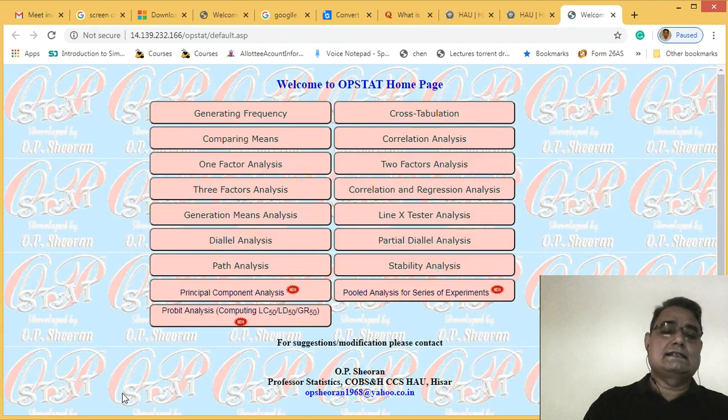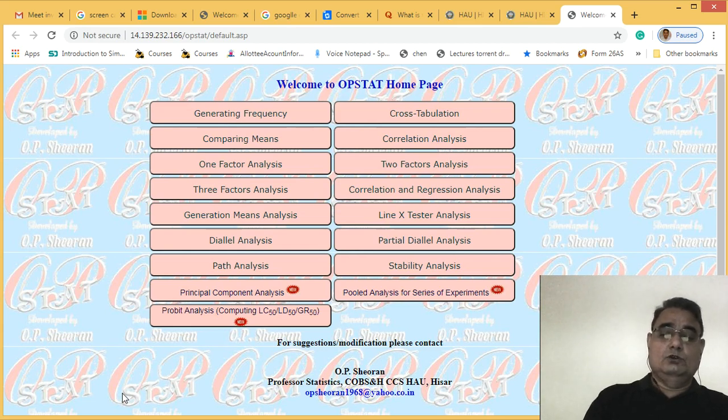Here you will see a list of tools such as generating frequency, cross tabulation, comparing means, correlation analysis, one factor analysis, two factor analysis, three factor analysis, correlation and regression analysis, generation mean analysis, line into tester, diallel, partial diallel, path, stability, principal component, pooled analysis, and probit analysis.